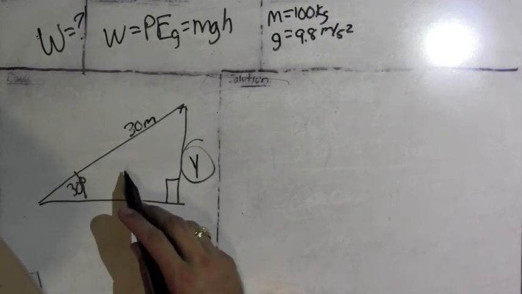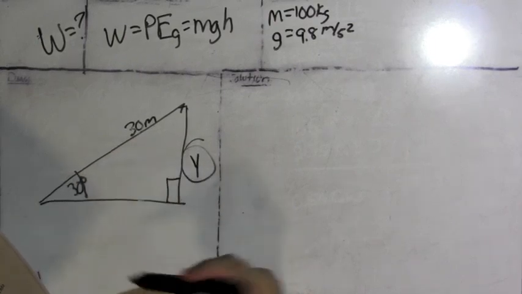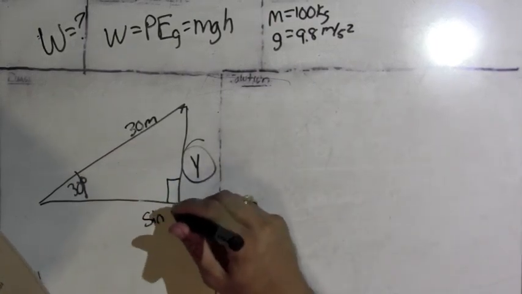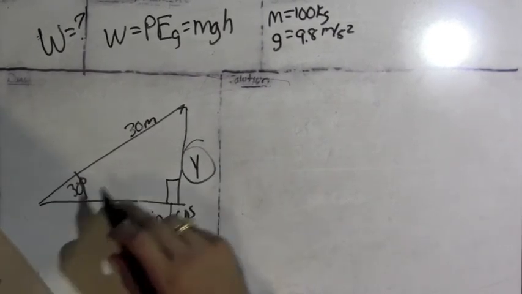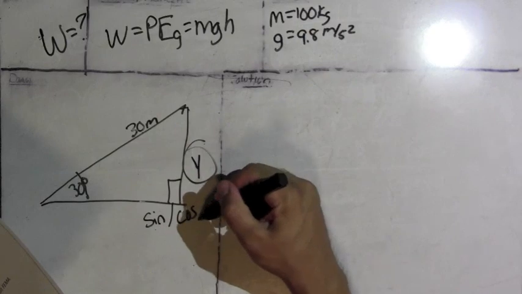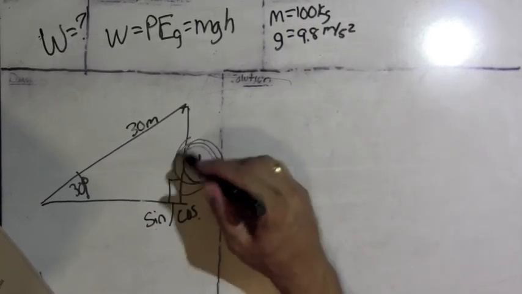You should remember this from earlier this year, that if you have one side of a triangle, you can solve for the other sides using either sine or cosine. Remember, sine is used to solve for the y component or the opposite side. Cosine is used to solve for the adjacent side or the x value. So in this case, I'm interested in the vertical.